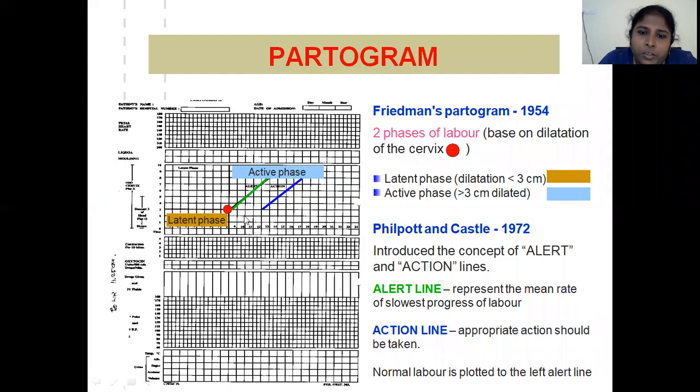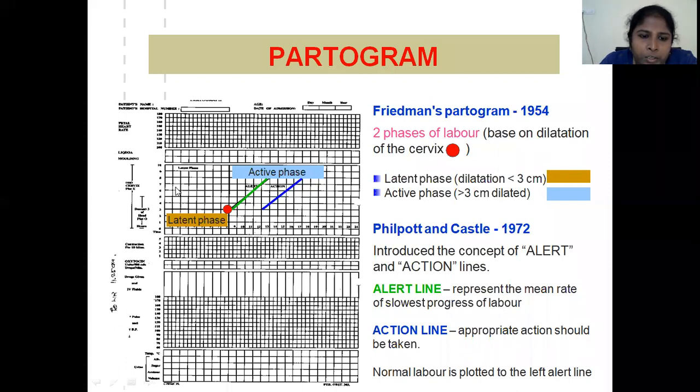Friedman's partogram. Here, the two phases of labor, I have already told you. One is the latent phase up to 3 centimeters dilatation, then the active phase. This is all active phase. And Philpott and Castle introduced the concept of alert line and action line. I will tell you everything in detail. The green line is the alert line, the mean rate of the slowest progress of labor.